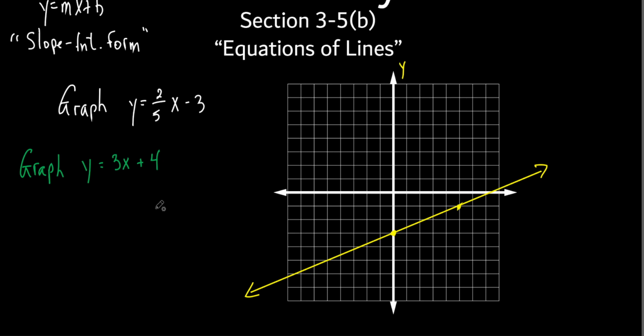So what's the first thing that you're going to look at? The 4, the y-intercept, which is a positive 4. So what does that mean? We go on the y-axis, go to positive 4. 1, 2, 3, 4, put a point.